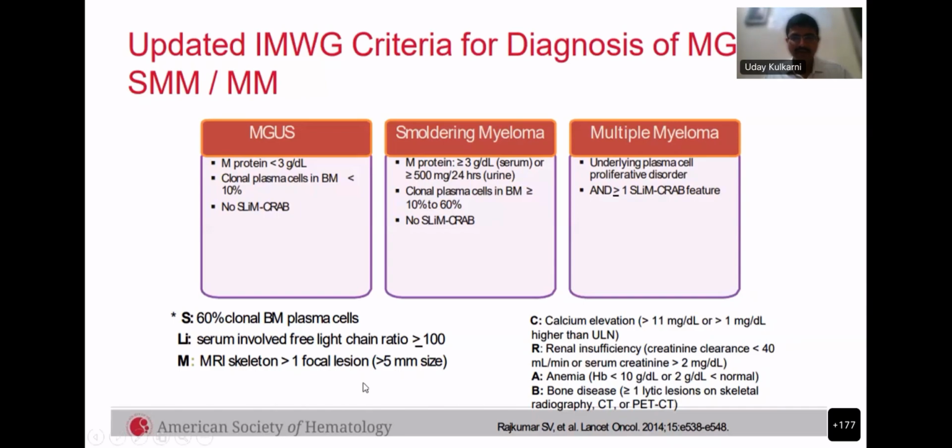Now, in the 2014 update, 3 additional features were considered as myeloma defining. As we saw previously, it was only the CRAP features, where most of these patients would be symptomatic. If they have hypercalcemia, they will have altered sensorium. Some mental abnormalities would be there.